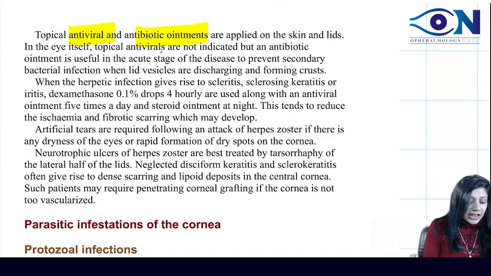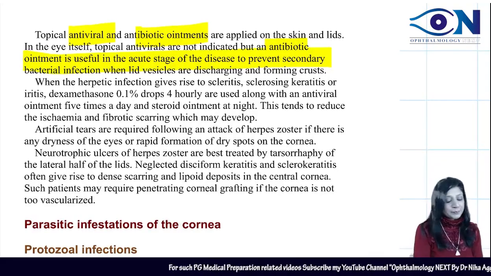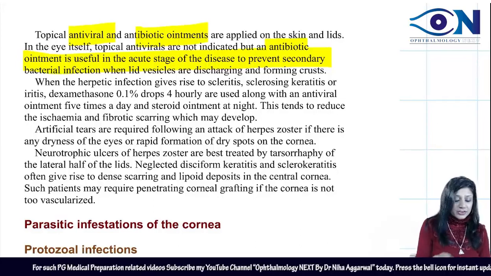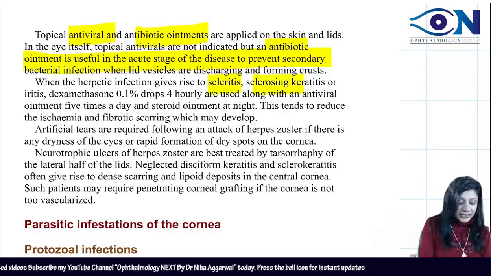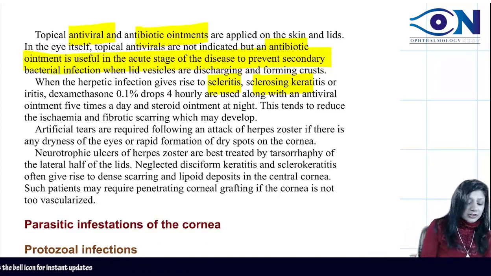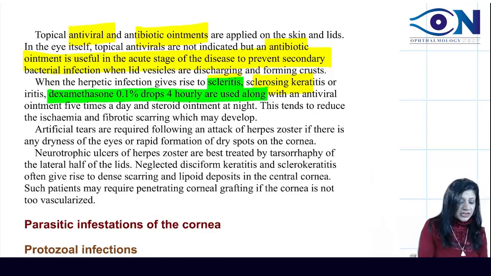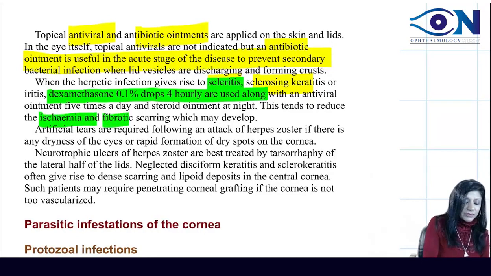Topical agents: we have topical antivirals, and we have antibiotic ointments for these eruptions. In the eye itself, topical antivirals are not indicated, but antibiotic ointment is useful in order to prevent secondary bacterial infections. Now, when the herpetic infection gives rise to scleritis, we can have sclerosing keratitis. So in this case, obviously you require steroids. Due to the involvement of the sclera, we have to use dexamethasone 0.1% eye drops. This tends to reduce the ischemia as well as the fibrotic scarring.